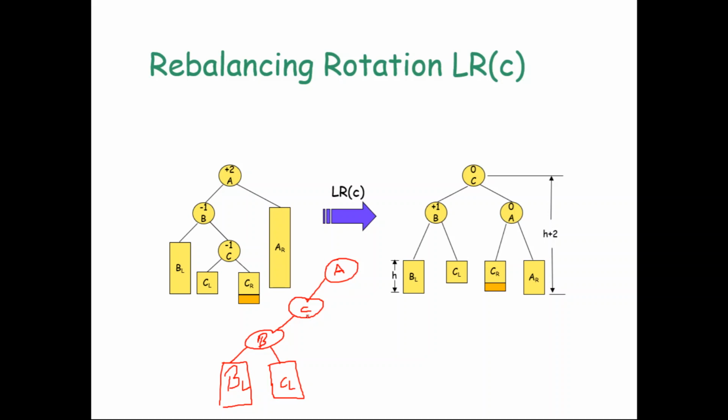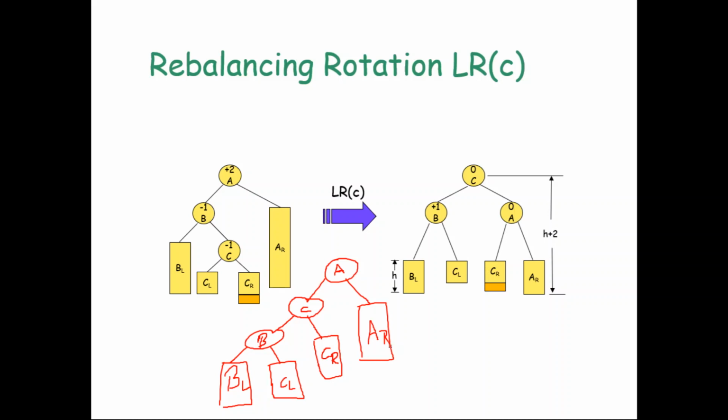And CR will remain as usual as the right subtree of C. And AR will remain as usual as the right subtree of A. So this is the resultant tree that you will get.